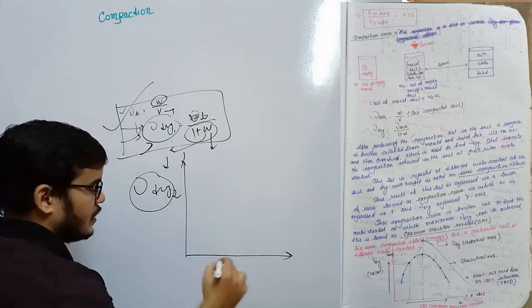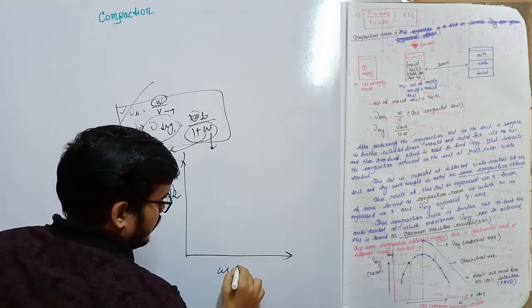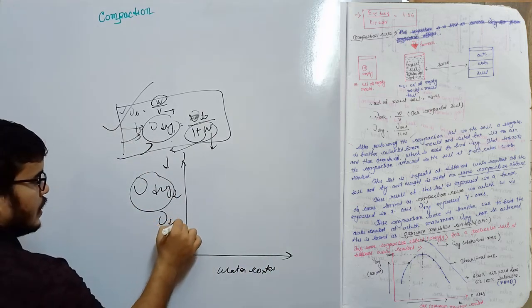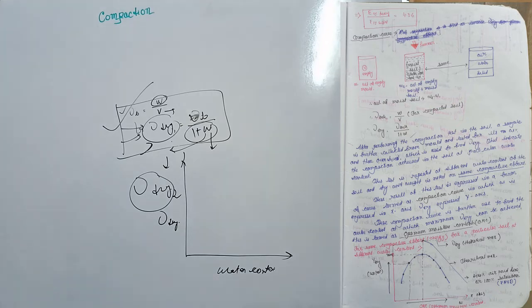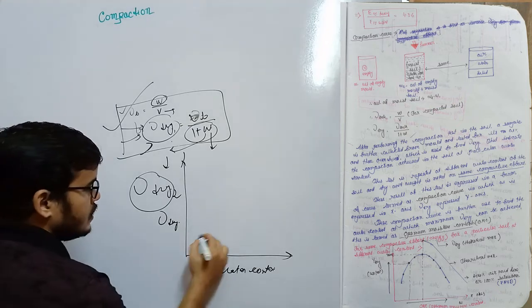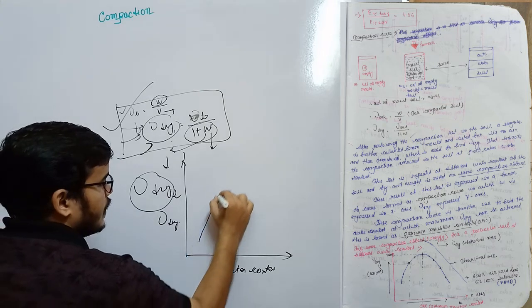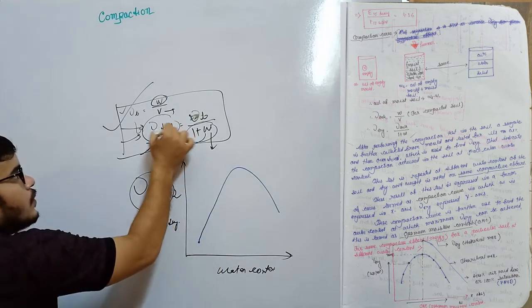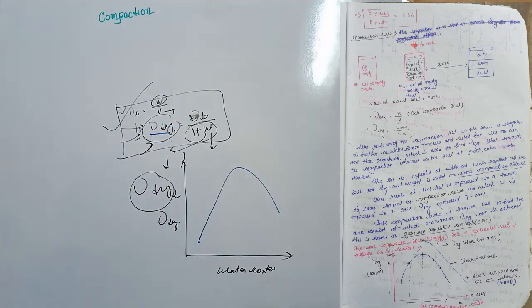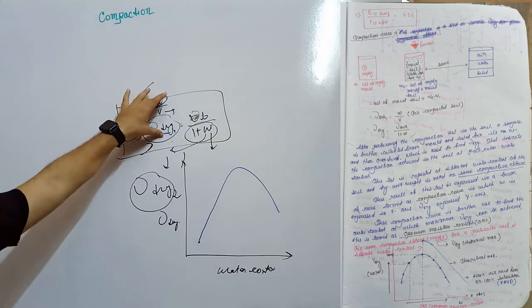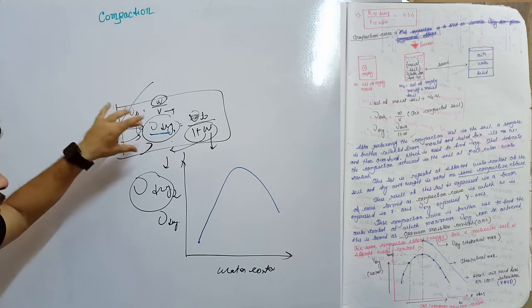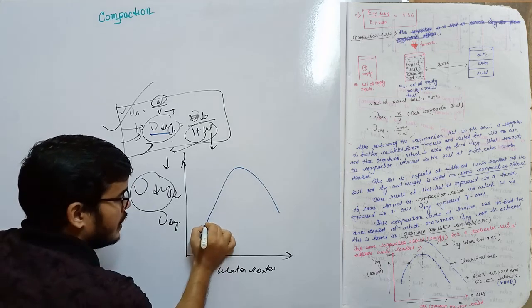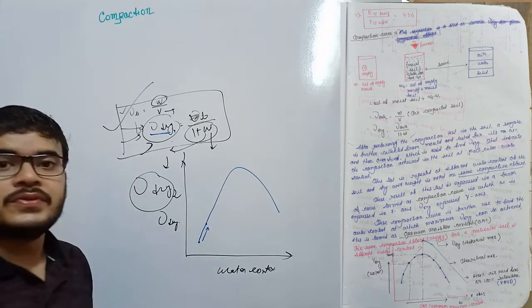And then we will get a curve. On the x-axis is water content, and on the y-axis is gamma dry. Now we will get a curve like this. This is the initial stage, gamma dry 1, and when you apply some compaction, mix in some amount of water, and then again compact the soil, the value of gamma dry will increase in comparison with the previous value.